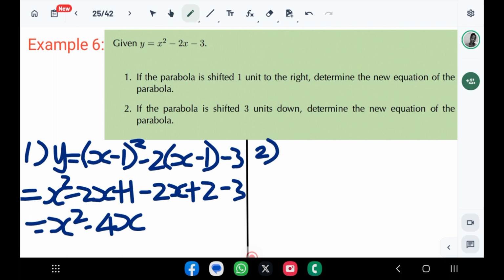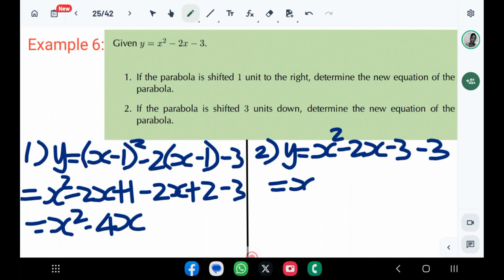Now what happens when it's shifted along the y-axis vertically? If the parabola is shifted 3 units down, determine the new equation of the parabola. If this is shifted 3 units down, basically what you do is you minus 3. So that's x squared minus 2x minus 3 minus another 3, which equals x squared minus 2x minus 6. And that's how you figure out the new equation of the shifted parabola.